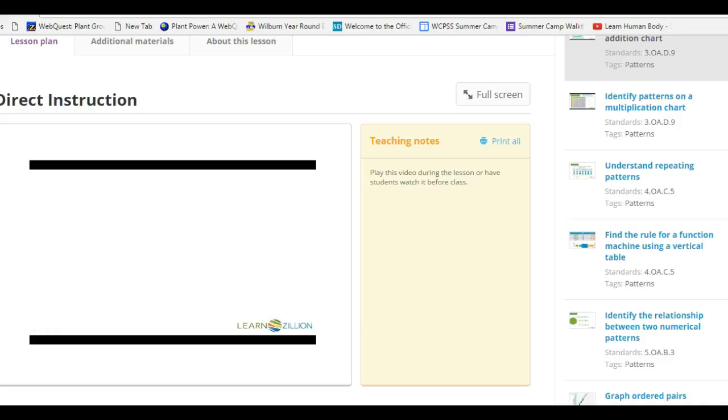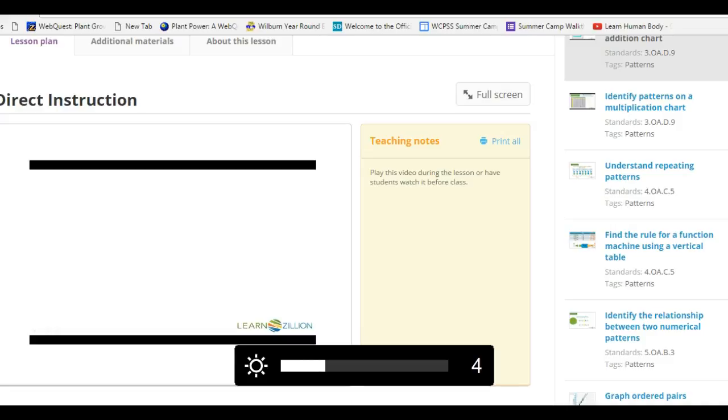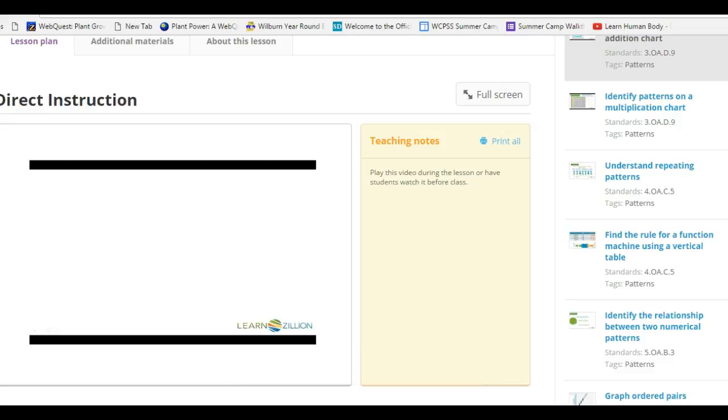I do want students, though, to pay attention to a few things specifically. So I want you all to pay attention to what happens when two odd numbers are added together. Pay attention to what happens when two even numbers are added together. And I want you to pay attention to what happens when an even and an odd number are added together. And in your notebook, just take notes of that.